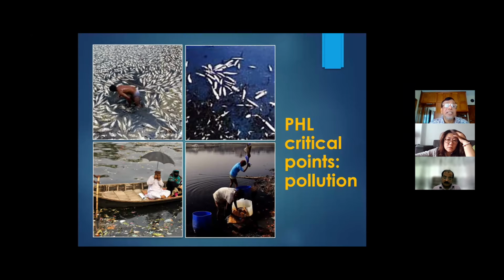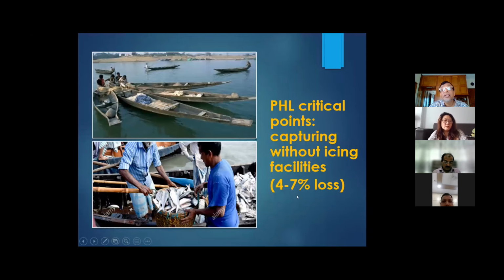Recently, we have studied the impact of pollution on hilsa taste and flavor, and we have found a very alarming result, that this pollution seriously affects hilsa taste and flavor. So this issue needs to be stressed very sincerely. And another important critical point is capturing fish without icing facilities.